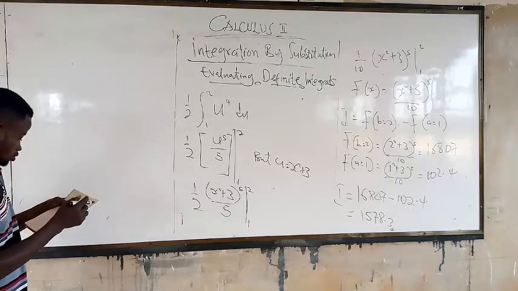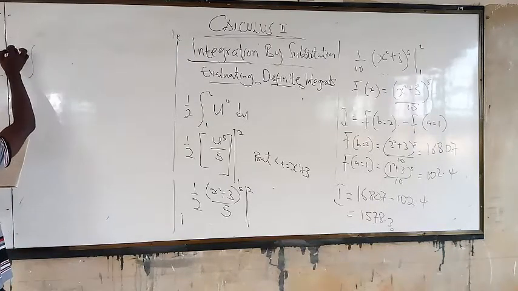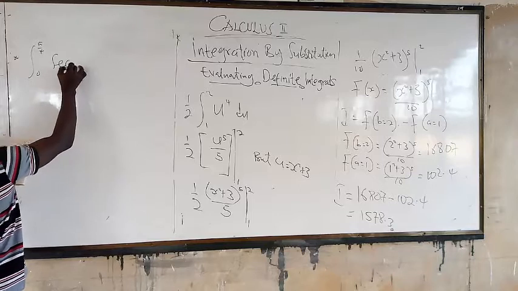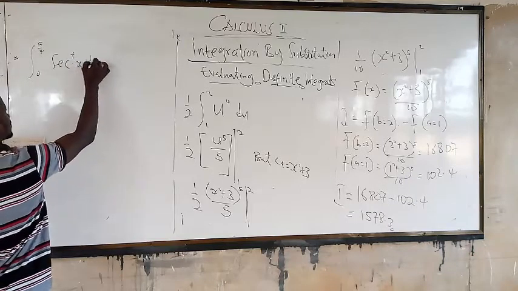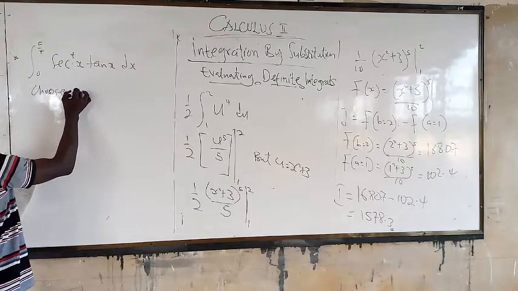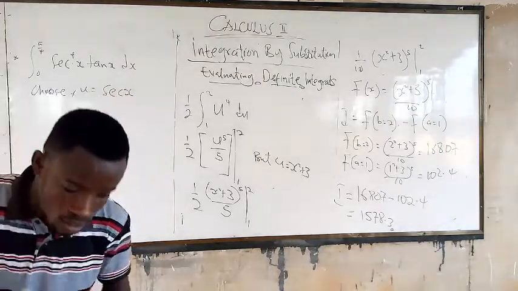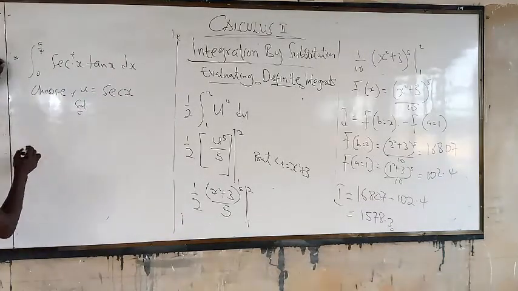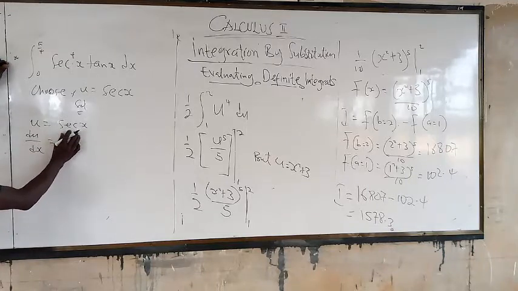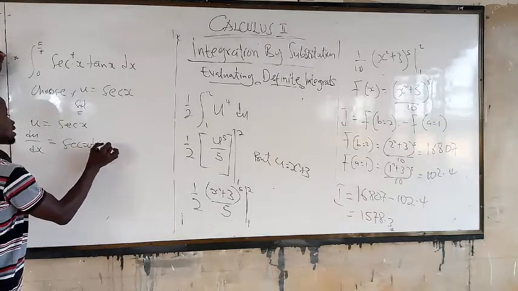Okay, so let's look at the integral from 0 to pi over 4 of sec to the power 4 of s times tan s ds. Choose u to be equal to sec s. Looking at this example solution, we can set our u, it's given to us. So du ds will be equal to the derivative of sec s, which is sec s tan s.